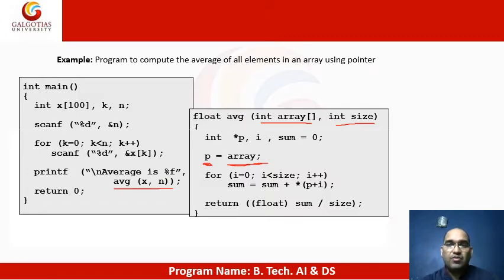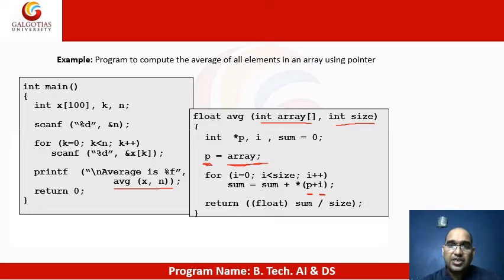Now how can we access all the elements in the array with the help of the pointer? For i = 0, i < size, i++, we go from 0 to less than size, whatever the number of elements was. So sum = sum + *(p + i). Here p is actually the first element's address, and initially i is 0. So p + 0 is p only, and *p will give you the value of the first element in the array.